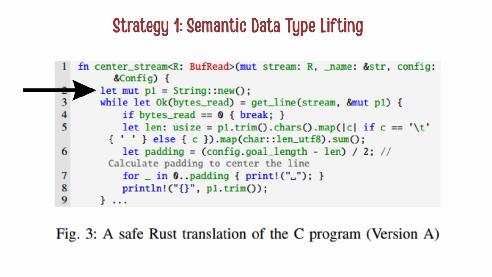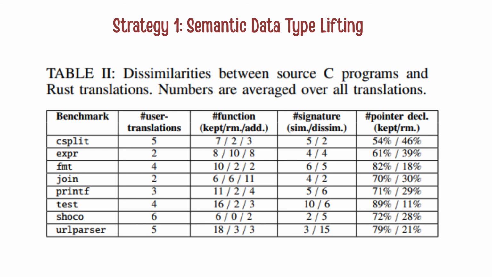Once that happens, everything changes. Instead of manually iterating through characters with pointer arithmetic, they could use Rust's high-level string methods. Instead of calling C library functions, they could rely on Rust's standard library. The resulting Rust program often looked completely different from the original C implementation. And that's exactly the point. The participants weren't trying to preserve the original code structure. They were preserving the meaning of the program.